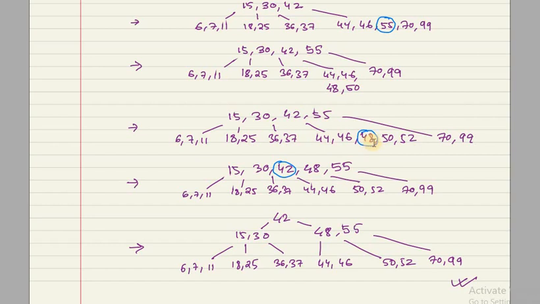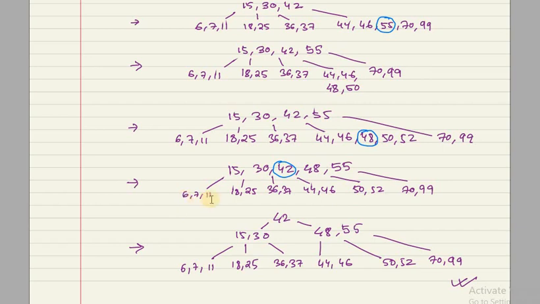So what we have to do, the same thing. We have to take the middle element and take it to the top. And then how many keys do we have here now? We have 15, 30, 42, 48 and 55, and we have split 44 and 46 and 50 and 52 around this 48 value. Okay, so now everything looks fine, right?